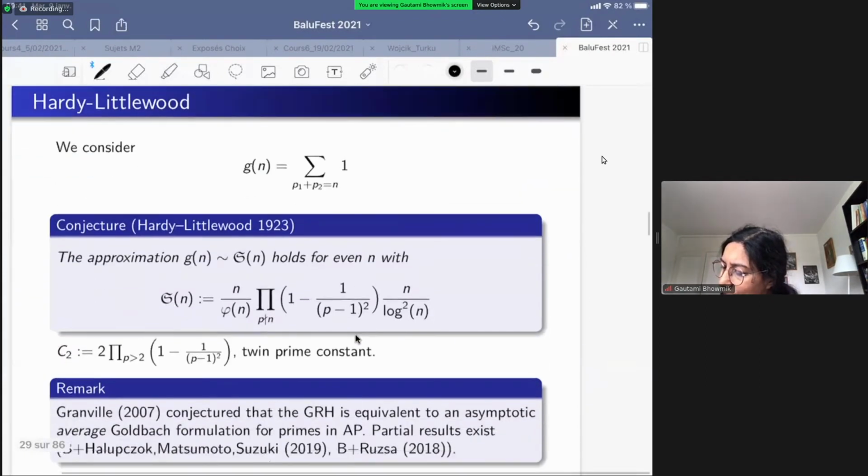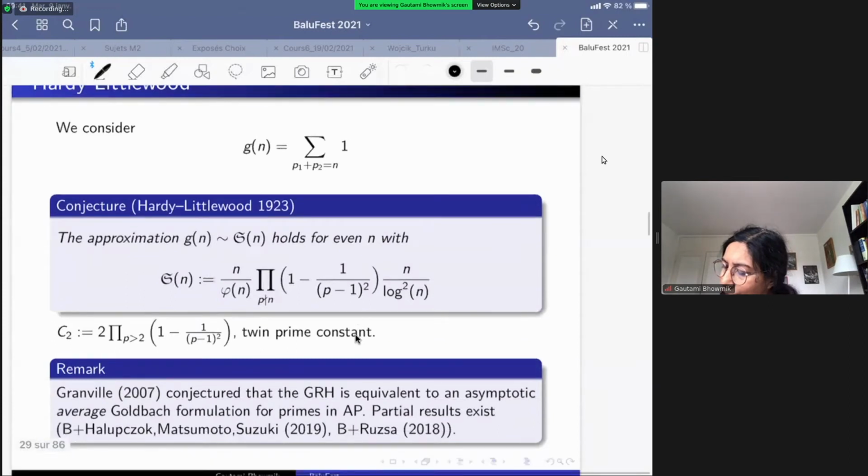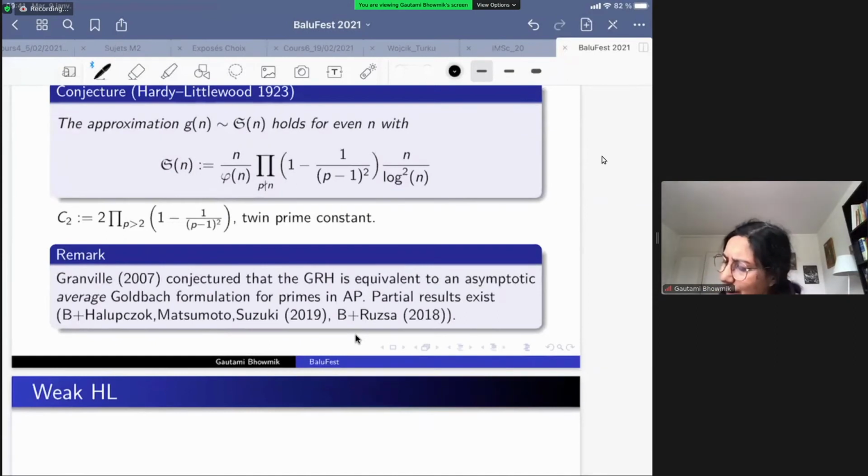And so there are some conjectures. For example, Andrew Granville has a conjecture that the GRH is equivalent to an asymptotic form of the average Goldbach formulation for arithmetic progressions. And this conjecture has not been completely worked out yet.